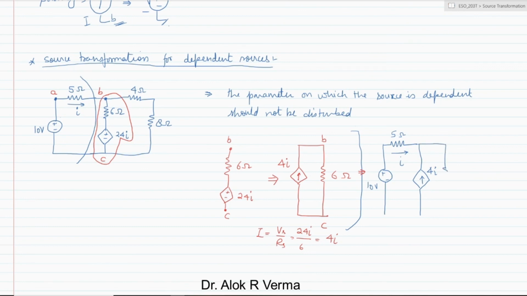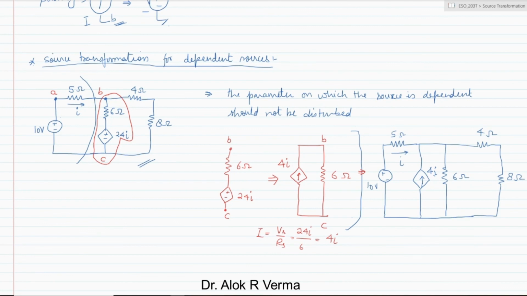Now this branch is nothing but the 6 ohm. Okay, and then the remaining circuit 4 ohm, 8 ohm. So this is 4 ohm and this is 8 ohm, 6 ohm, 4I, 10 volt. So this is the circuit. Now this circuit is basically converted by using this branch for the independent and the dependent source. Only the difference will be the dependent parameter should not be altered. So this I is still I, which is in the 5 ohm current. So this is the whole meaning of having a source transformation of dependent sources.